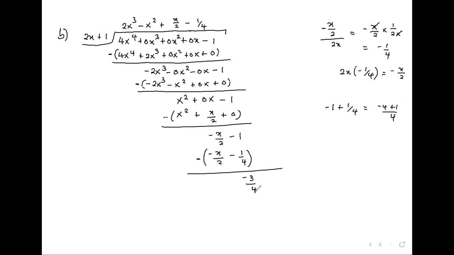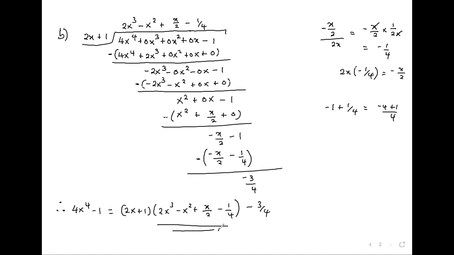So writing in the asked order, we have the polynomial 4x^4 minus 1 is equal to 2x plus 1 multiplied by the quotient 2x^3 minus x squared plus x over 2 minus 1 over 4, and then minus 3 over 4, like that. The last one being the remainder.